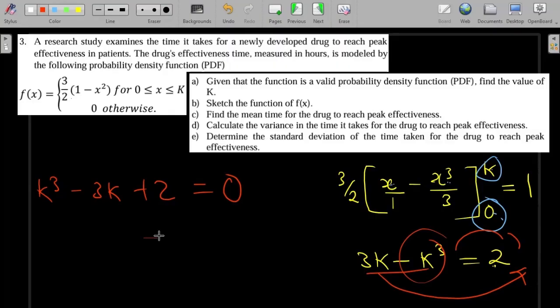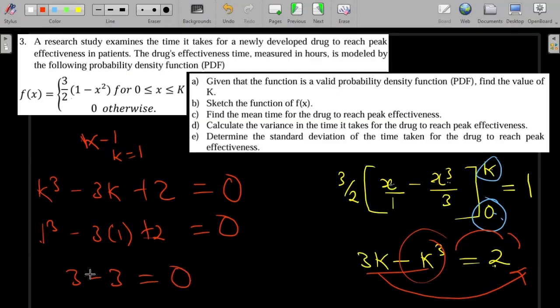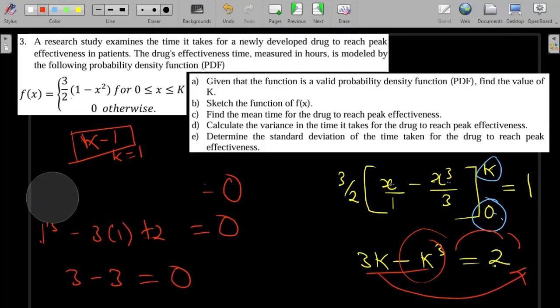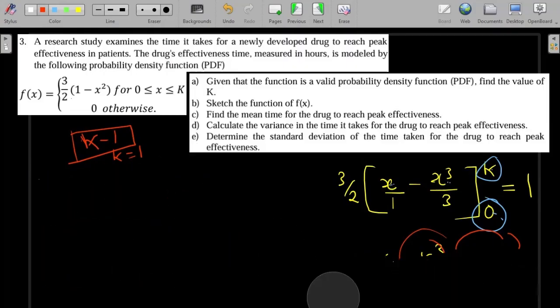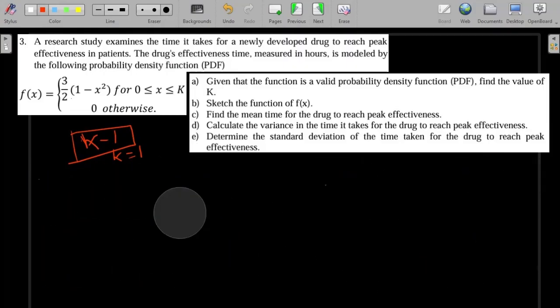So let's try to test maybe k minus 1. Will it work there? So k minus 1, it means our k will just be equal to 1. If I put 1 here, I get 1 to the power 3 minus 3 multiplied by 1 plus 2 equals 0. So 1 plus 2 is 3, minus 3 is 0. All right, so it means this is a factor. Then from there, we can use synthetic division. So don't forget your synthetic division.